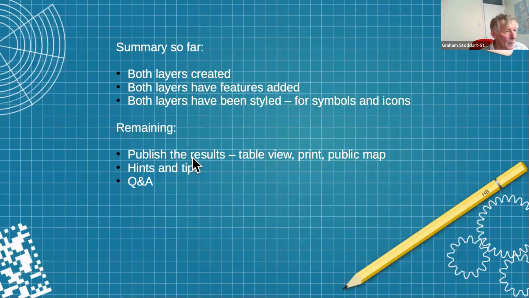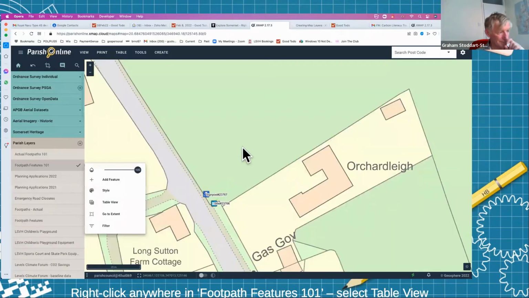Right, so where are we? We've done both layers, we've added features to both layers, we've styled both layers, and what we need to do now is do something with all this information. So we're going to publish the results, we're going to go quickly through hints and tips, and then we go into questions.